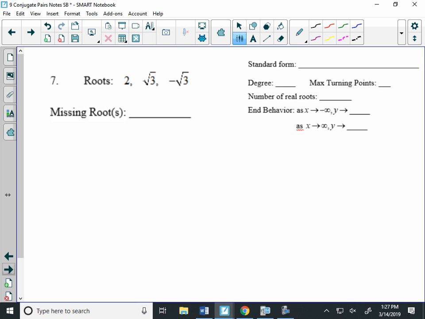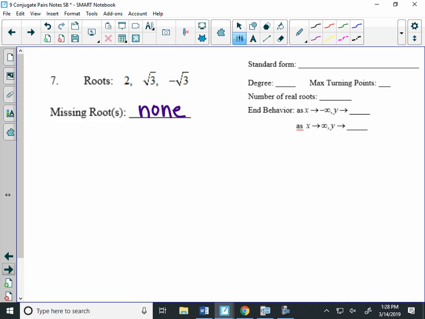What am I missing? Do I have an I listed up there though? No, I'm not just going to throw I in. Actually, I have no missing roots this time. There are none. Right? The conjugate pairs theorem only works for roots that have an I. So if I have 3 real roots right there, I'm not missing any of them. I already told you that they were all there.